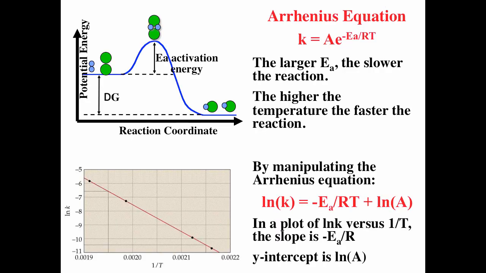And so if you're able to measure the rate constant as a function of temperature, and then you plot the natural log of k versus 1 over T, you should get a straight line. And then the slope of that line is going to be minus E_A over R. And so you can actually determine what the activation energy is. The y-intercept would actually be natural log of A. And so the Arrhenius equation, very important, shows us that the higher the temperature, the faster the reaction, and the lower the activation energy, the faster the reaction. And again, using the Arrhenius equation, we can actually determine the activation energy if we plot natural log of k versus 1 over T.